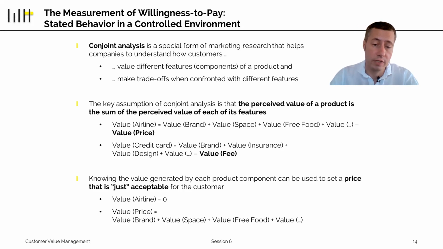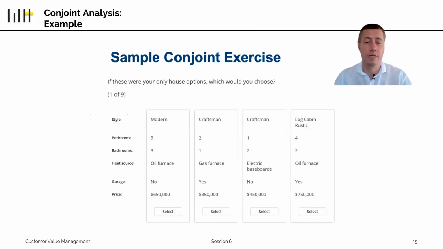Now, in order to do conjoint analysis, you need to follow a series of steps. And usually data is collected in the form as you see it on this slide. What you usually do is show people different options or bundles of features, and ask them to pick which one they would buy. Let's say you wanted to buy a house. Option one is a modern house, 3 bedrooms, 3 bathrooms with an oil furnace, no garage at $650,000. Option 4 is a log rustic cabin, 4 bedrooms, 2 bathrooms, an oil furnace with a garage and $750,000, and you have the other options in the middle. Which one would you pick?